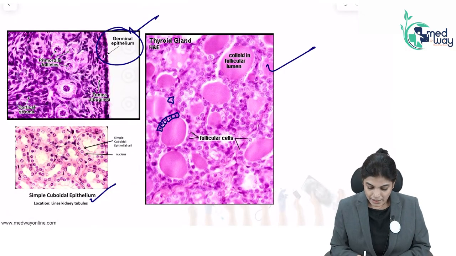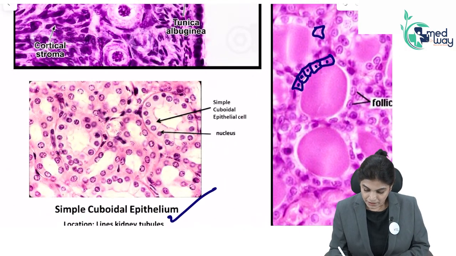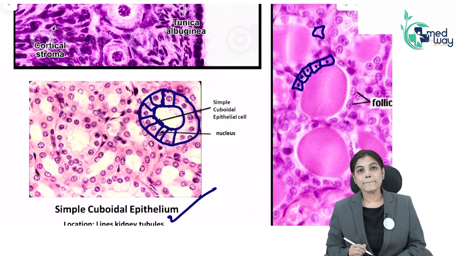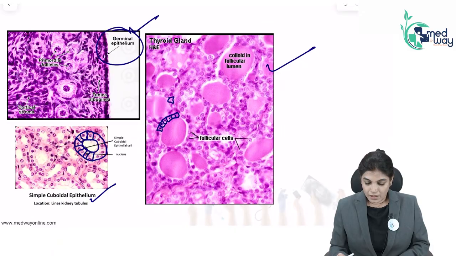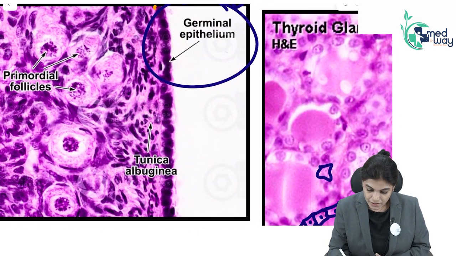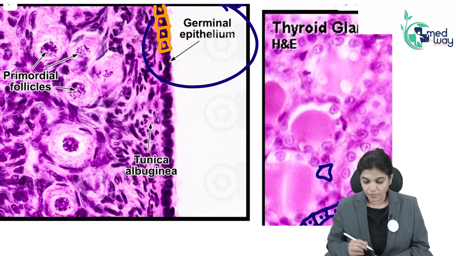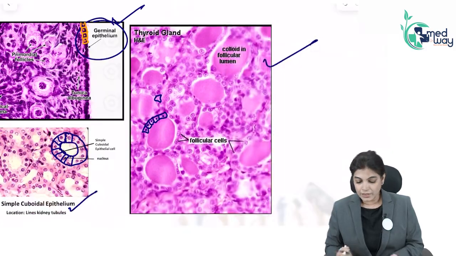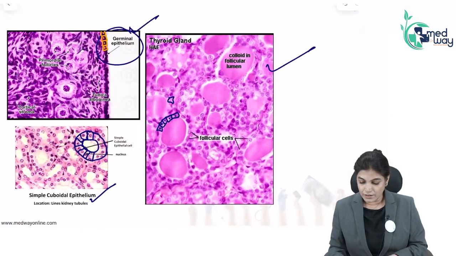Again, you can see simple cuboidal epithelium very nicely. You can appreciate it in the enlarged view, the cube-like appearance, and this is present in kidney tubules. Here in the germinal epithelium, this cube-like epithelium which you are seeing is the germinal epithelium. So, done with this. Now, let's move on to the next one.